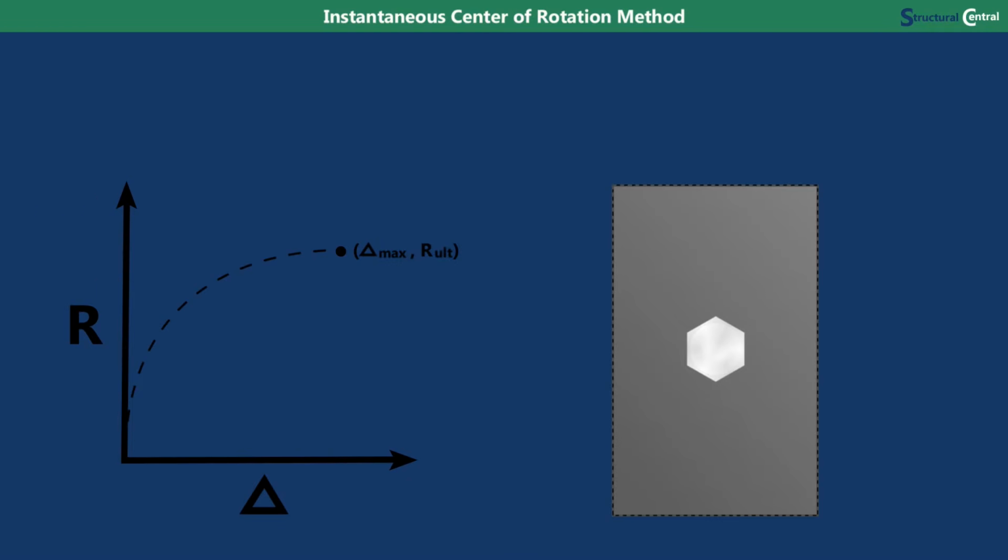Determining the results, though, is much more challenging since it can only be solved iteratively. For this method, the bolts use the curved load deformation relationship that is shown on the graph.